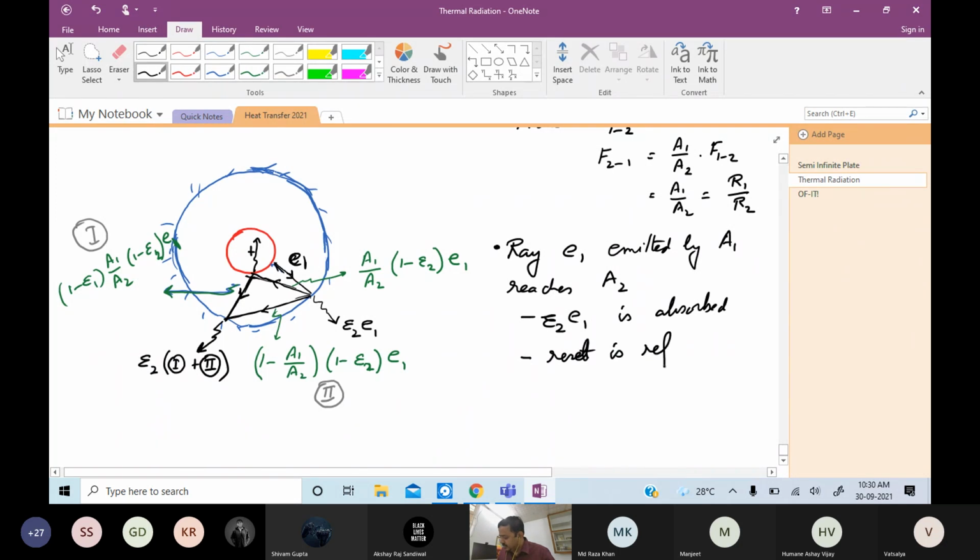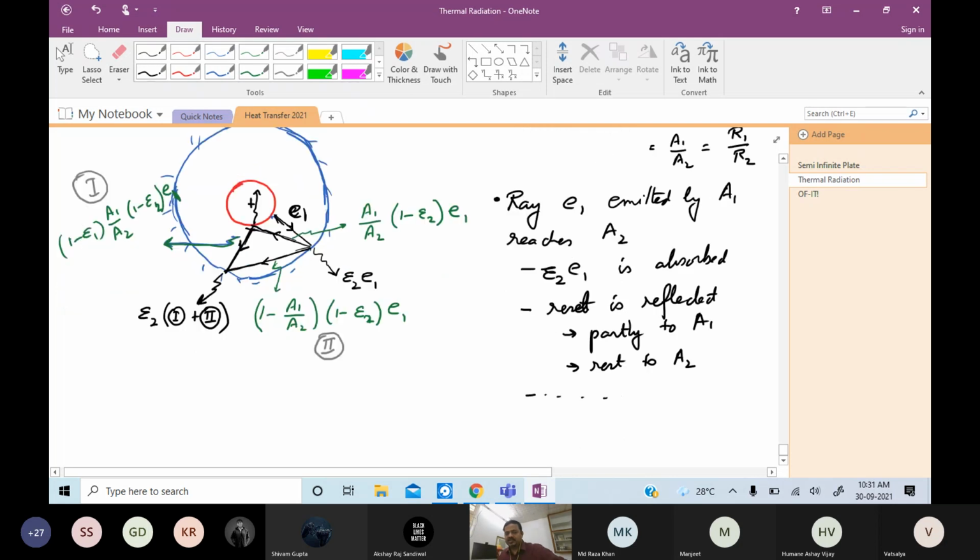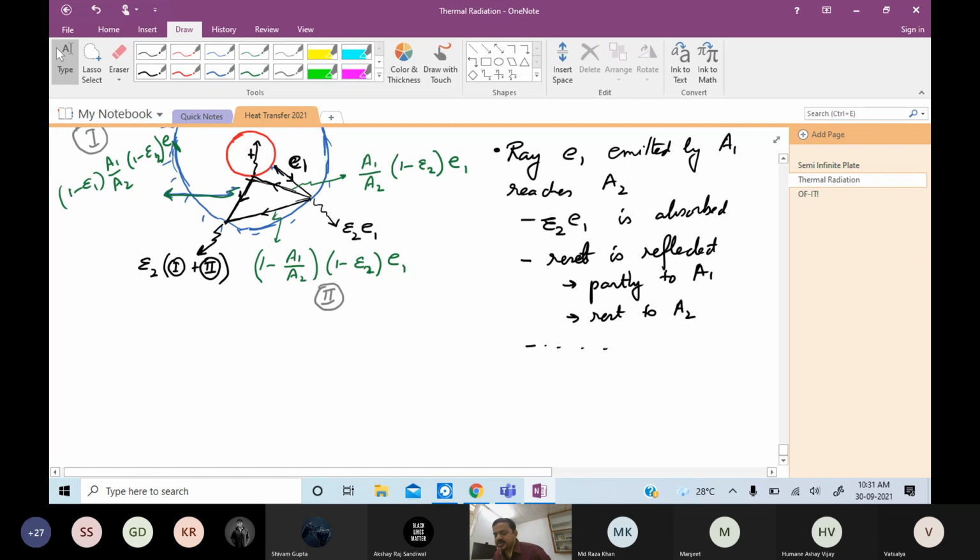Rest is reflected, partly to A1 and rest to A2, and so on. So this is the first set of absorption and reflection.